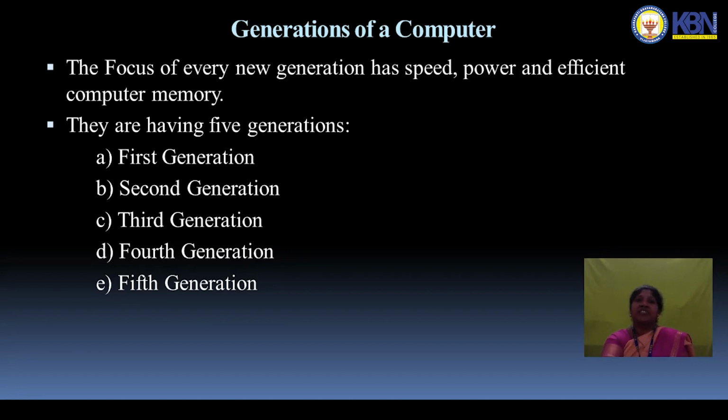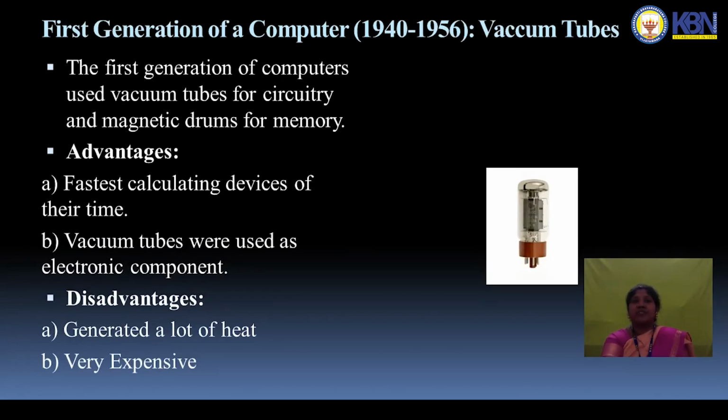Computer generations are 5. They are the first generation, second generation, third generation, fourth generation, and the last one is the fifth generation. In the first generation of computers, they started in 1940 and went up to 1956. We called the technology vacuum tubes. You can see in the picture, these are vacuum tubes. It occupied a room, a room-sized set of vacuum tubes.